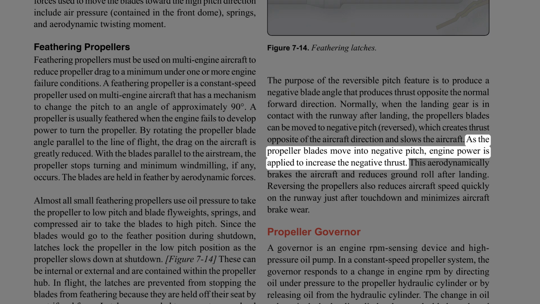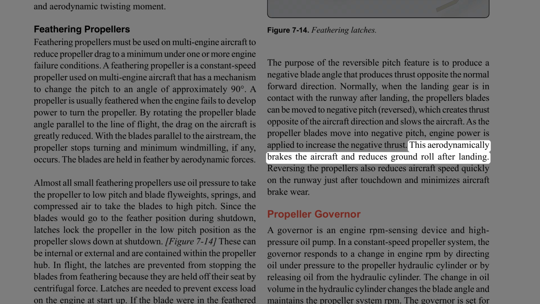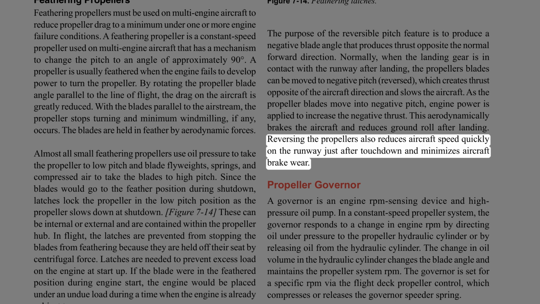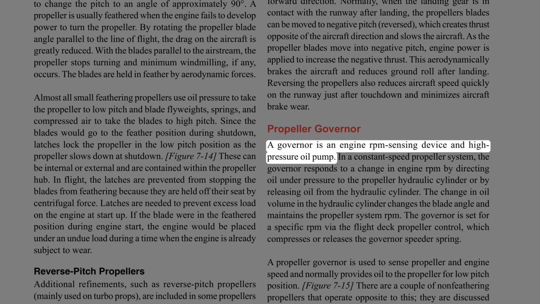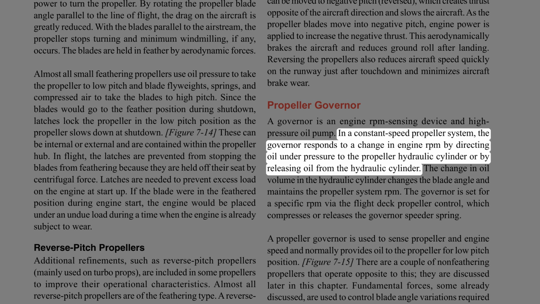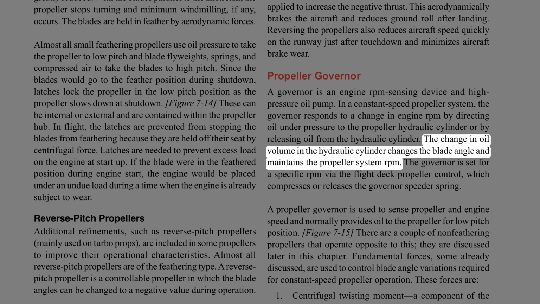As the propeller blades move into negative pitch, engine power is applied to increase the negative thrust. This aerodynamically brakes the aircraft and reduces ground roll after landing. Reversing the propellers also reduces aircraft speed quickly on the runway just after touchdown and minimizes aircraft brake wear. Propeller governor. A governor is an engine RPM sensing device and high-pressure oil pump. In a constant-speed propeller system, the governor responds to a change in engine RPM by directing oil under pressure to the propeller hydraulic cylinder or by releasing oil from the hydraulic cylinder. The change in oil volume in the hydraulic cylinder changes the blade angle and maintains the propeller system RPM.